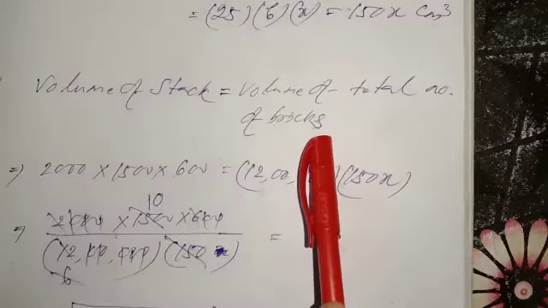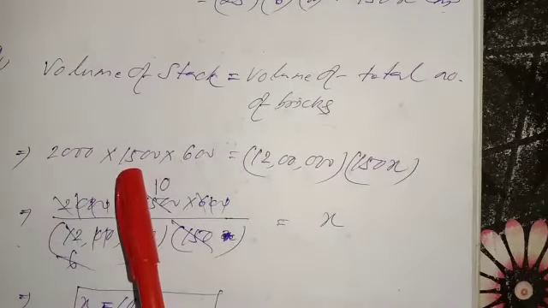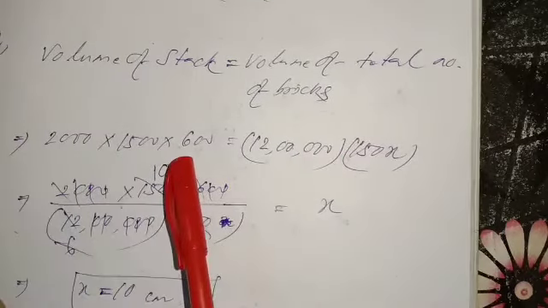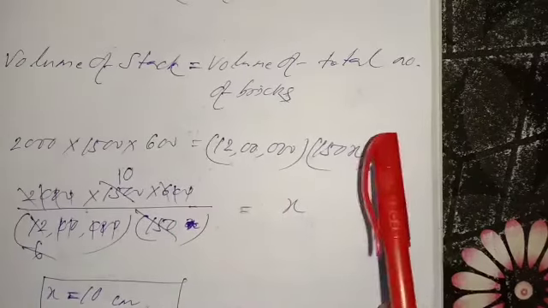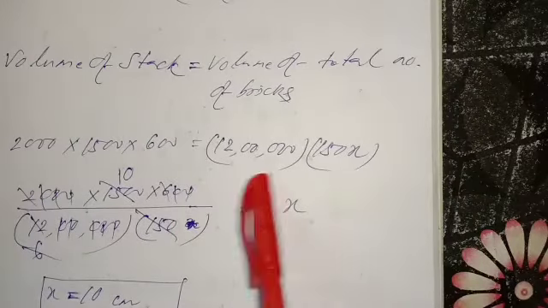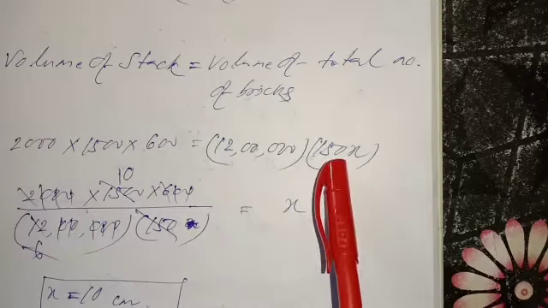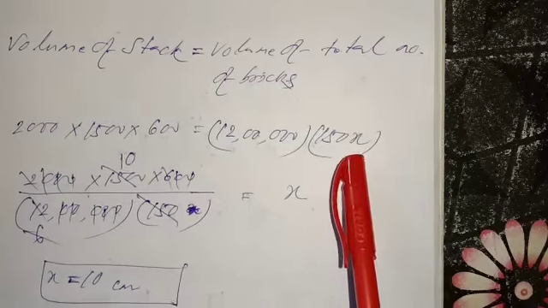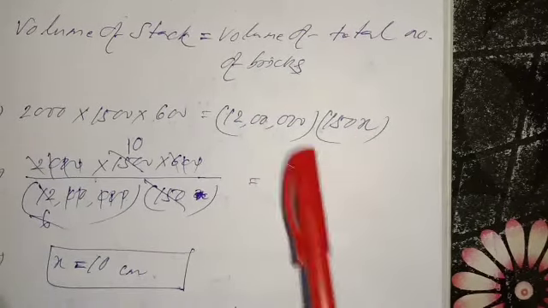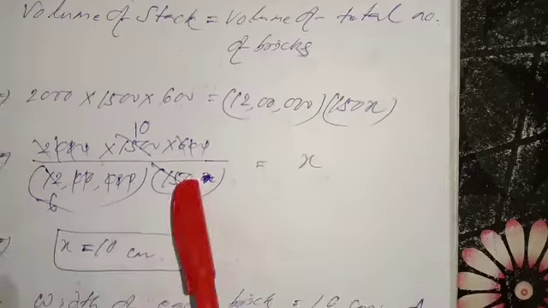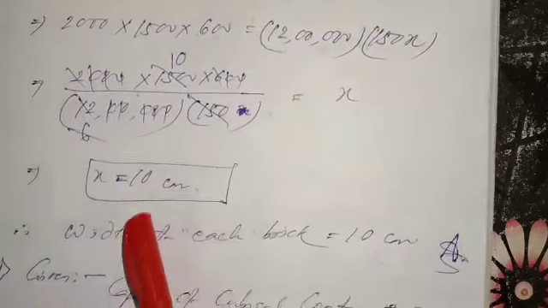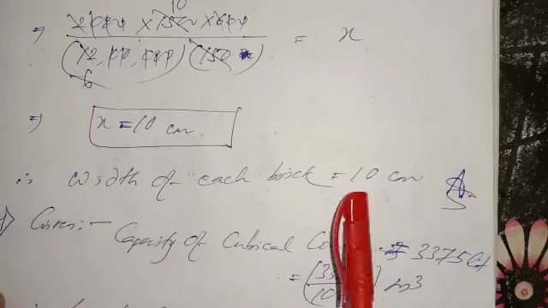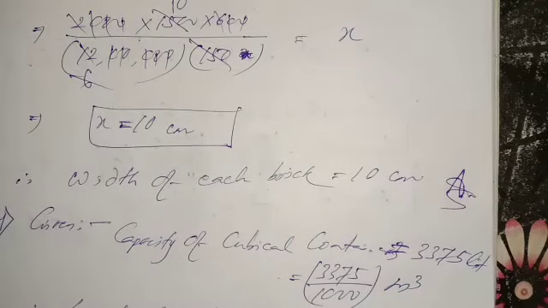The volume of stack formula is what? Length 2000 into breadth 1500 into height 600 is equal to total number of bricks, that is 12 lakh, into volume of one brick, 150 x. Easily you can find x: dividing 12 lakh by 150 is coming 10 centimeter. Therefore, width of each brick is equal to 10 centimeter. In this way, question number 3 complete. Let us go to question number 4.